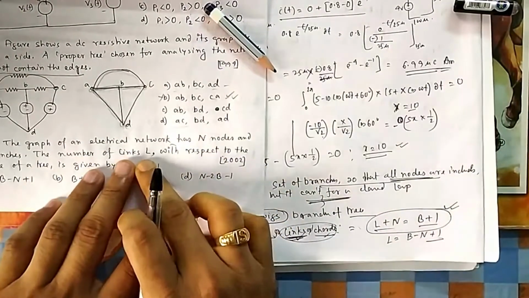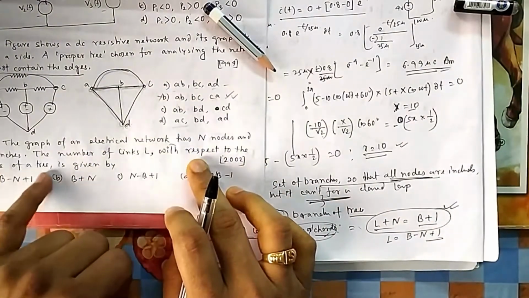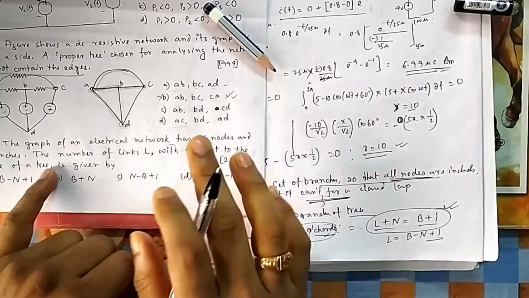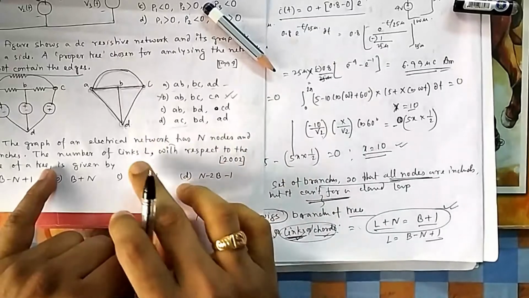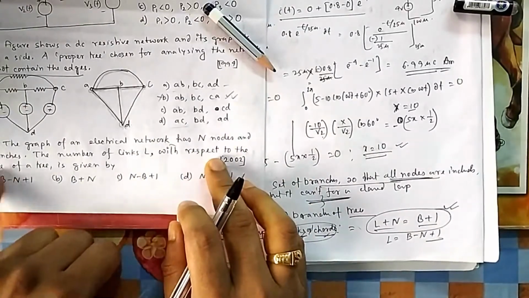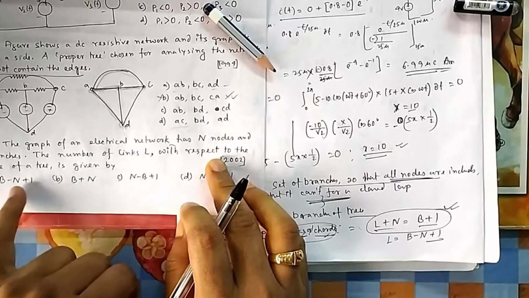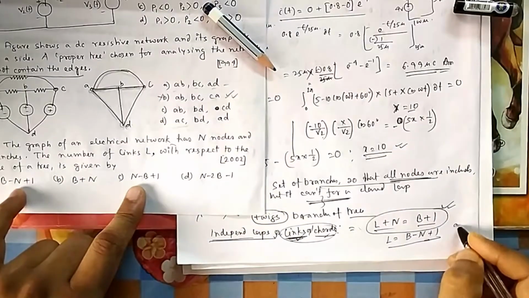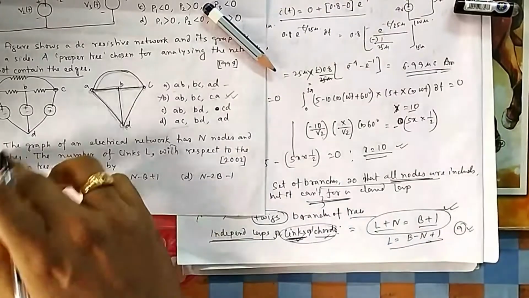The question: a graph of an electric network has N nodes and B branches. The number of links is L, with respect to the choice of a tree. A link with respect to the choice of a tree is a branch that is not in the tree, and that's known as a link. That's why they say with respect to a choice of tree. So we know the link count is B minus N plus 1. It is standard. The answer is option A.